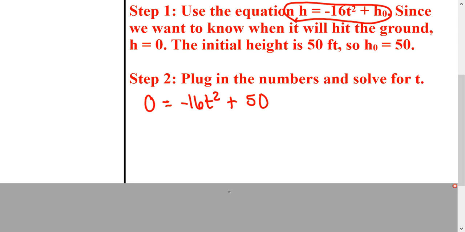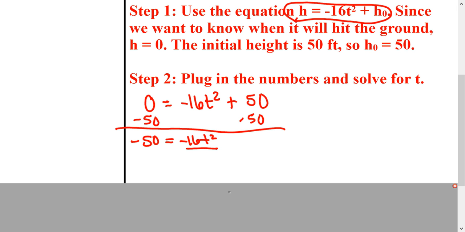So then if I wanted to solve this equation for t, I would have to subtract 50 from both sides. And I would get negative 50 equals negative 16t squared. So then if I wanted to get t by itself, I would have to divide by negative 16. And so I can already tell that this is going to come out a decimal. And so I get 3.125 equals t squared.